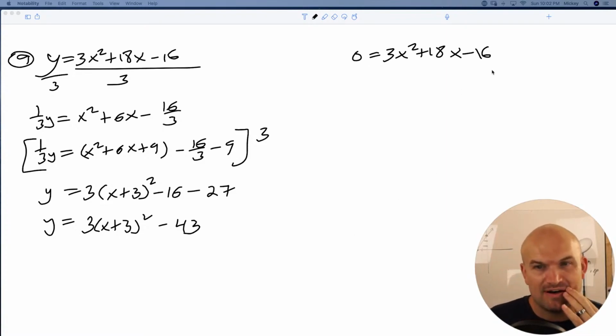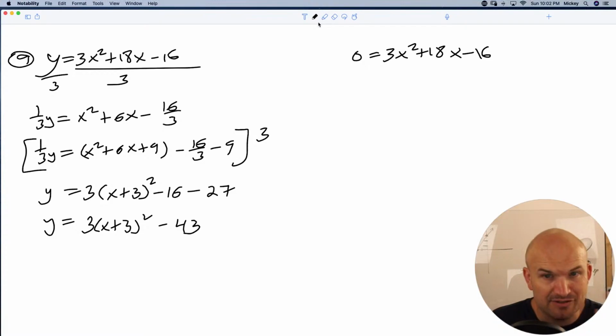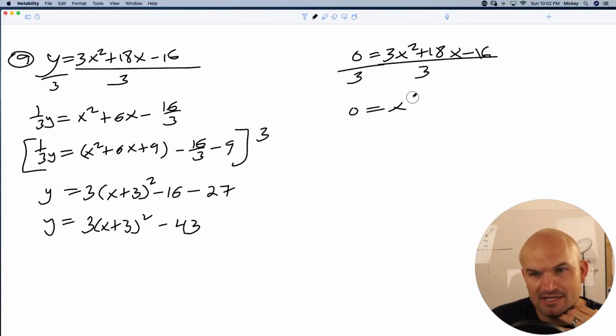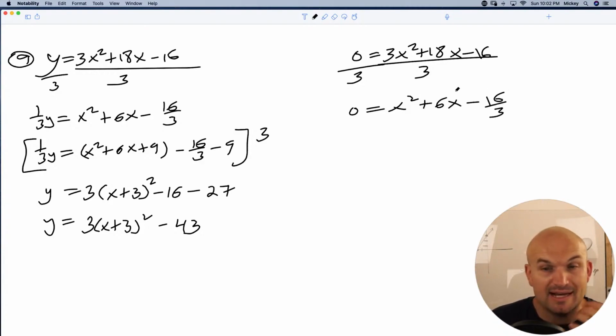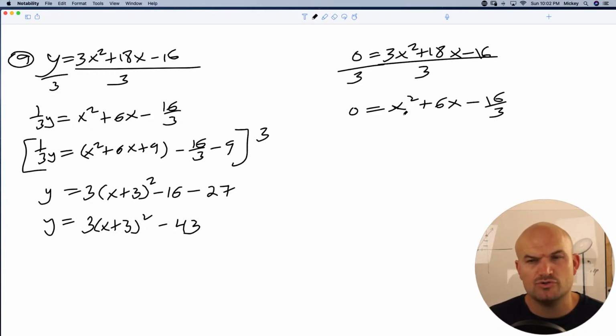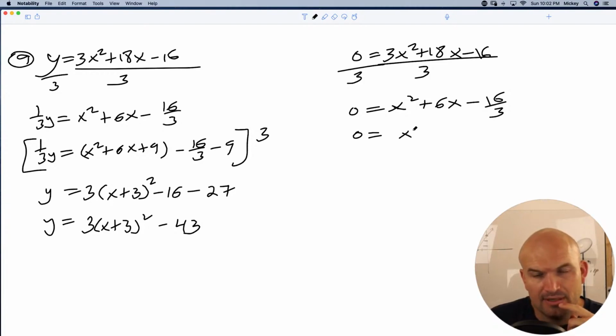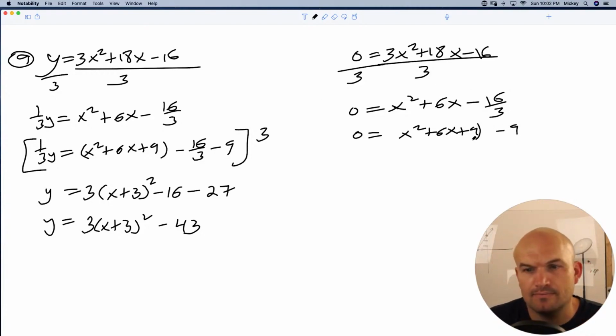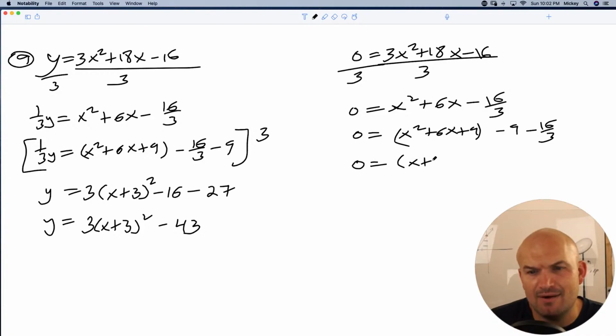But let me go through this, because if I was going to solve this, I do the same process, right? But I divide by 3, and then I have 0 equals x squared plus 6x minus 16/3. Now again, I can complete the square here again. So by completing the square, I get x squared plus 6x plus 9 minus 9 minus 16/3.